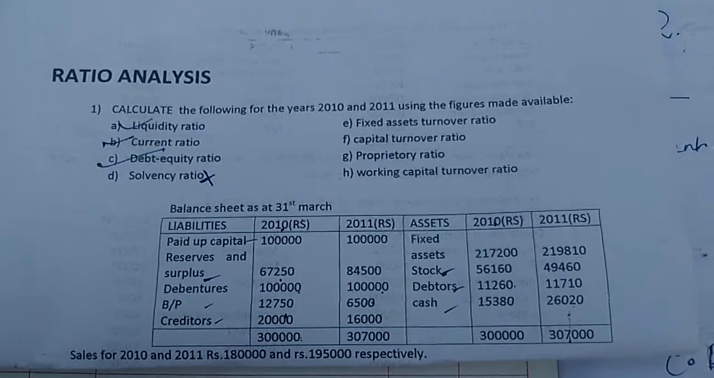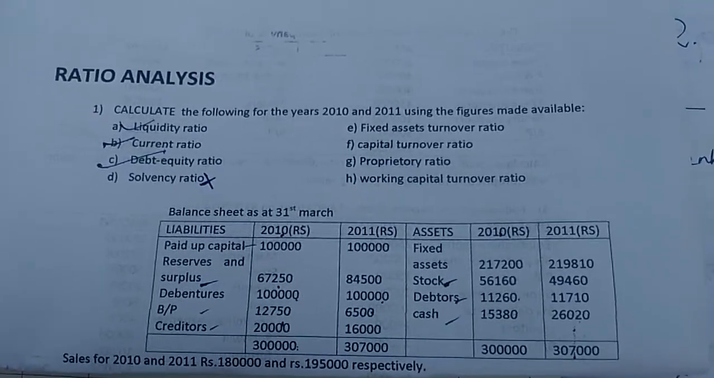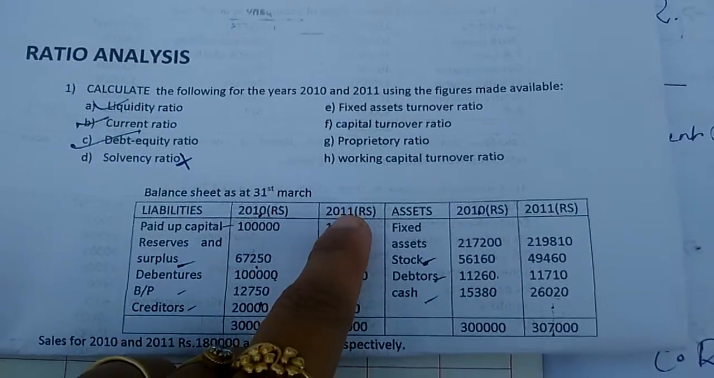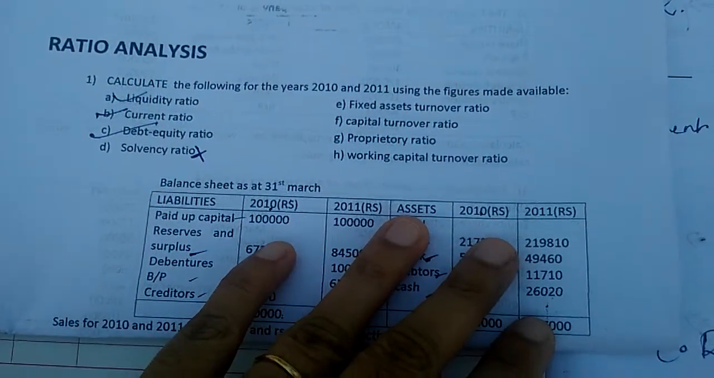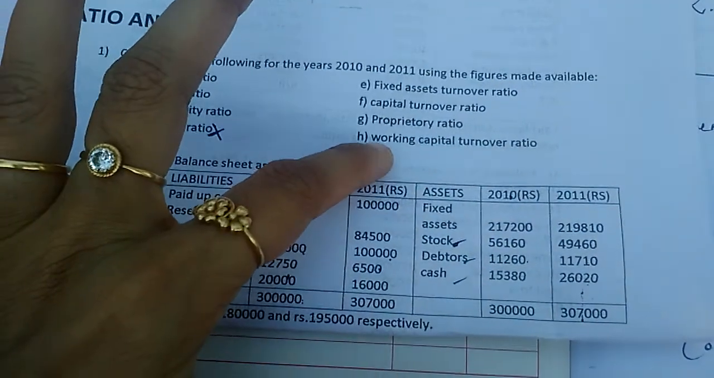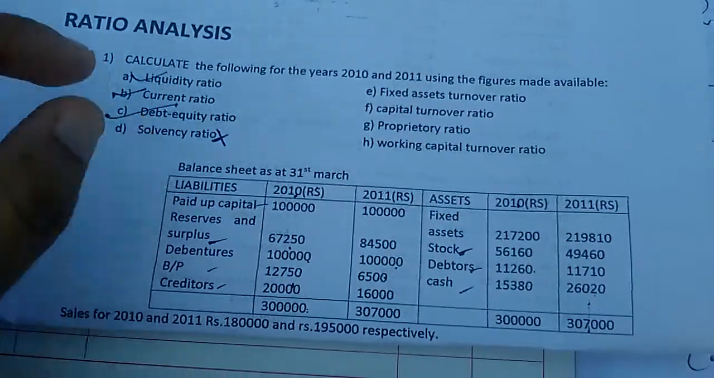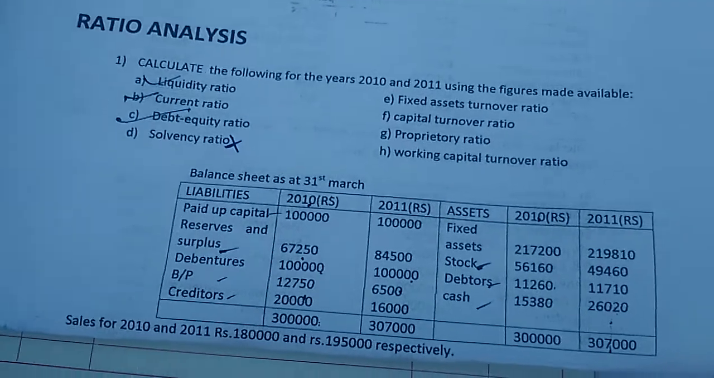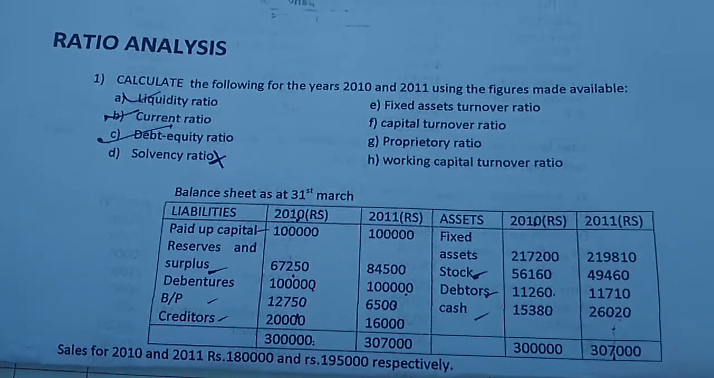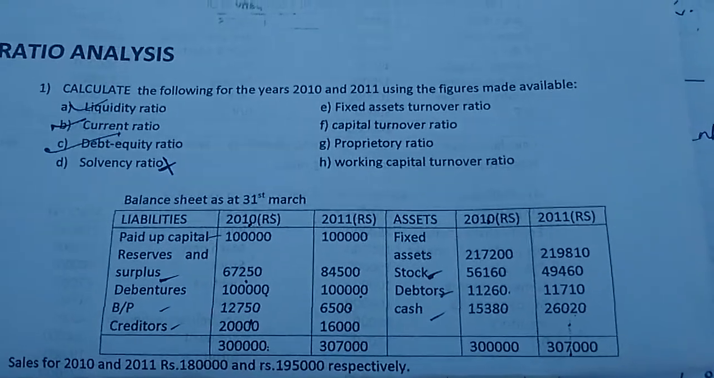Class, this is the first sum. Information is given for the 2 years 2010 and 2011, and this is a balance sheet of a company. Clear? We have to calculate all this which is given in your question. Forget about the solvency ratio, please strike it off, because under that heading we have so many to calculate. So forget it, in the final exam also they won't be giving like that, so don't worry.